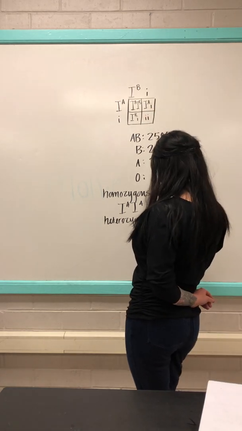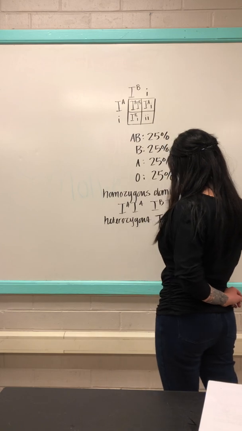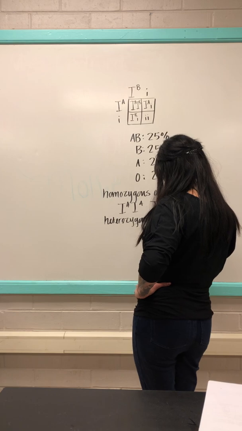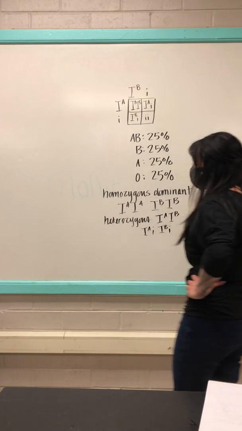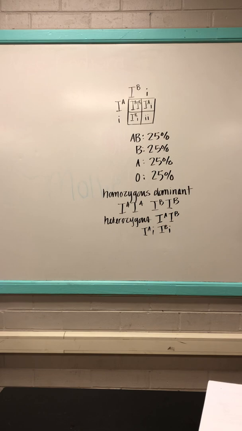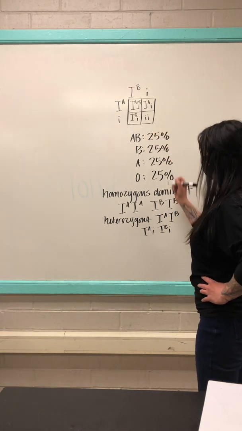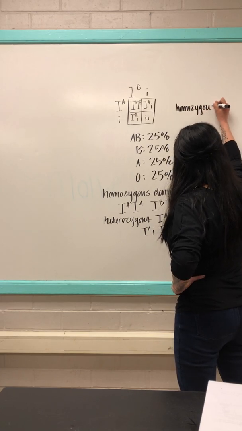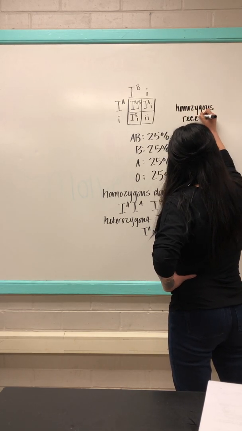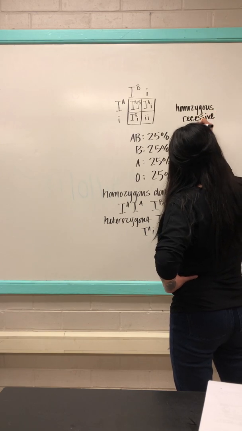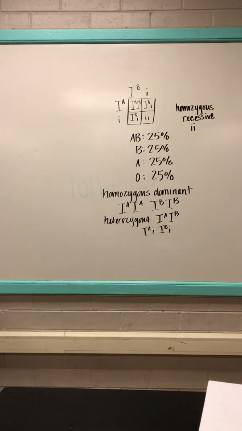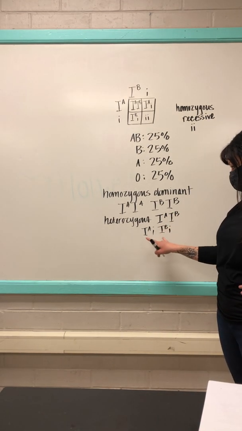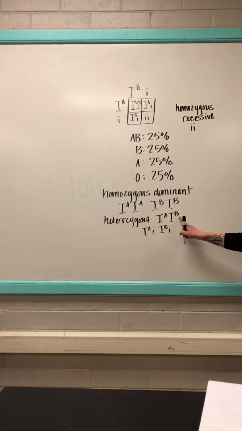So the heterozygous blood types, you can have IA, IB, or you can have IA i, or IB i. And then you can have homozygous recessive. Which one would that be? Just the little i's. So homozygous means that they're the same. Heterozygous means they're different. So that could either be two dominant ones in this case, or it could be a dominant and a recessive. Two dominants being an A and a B.